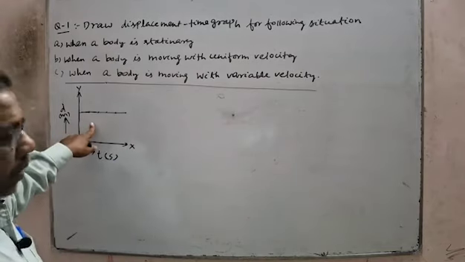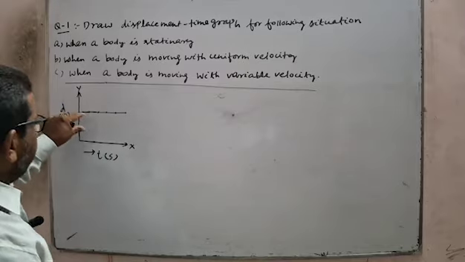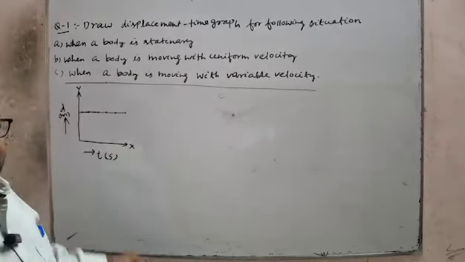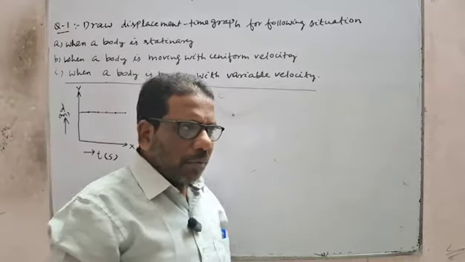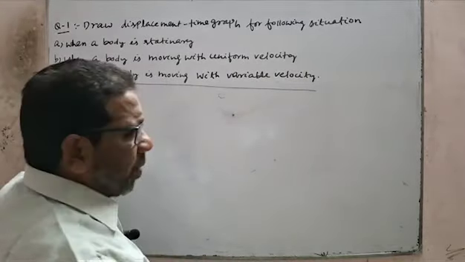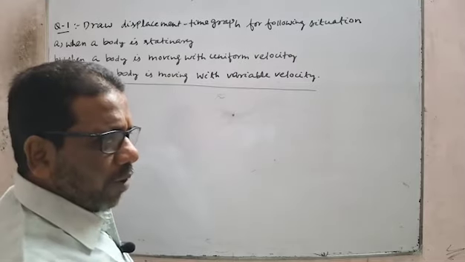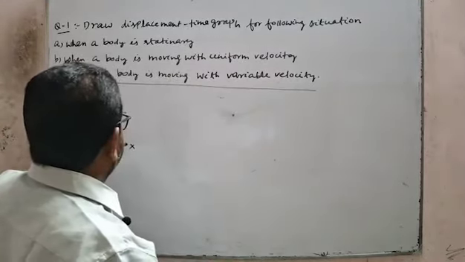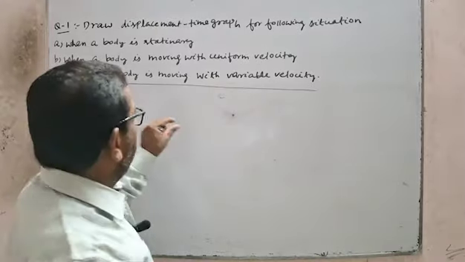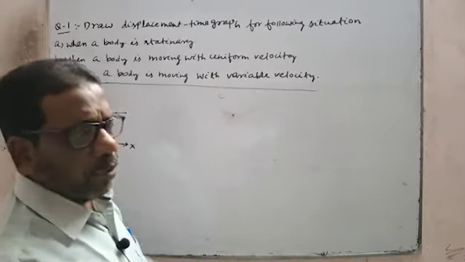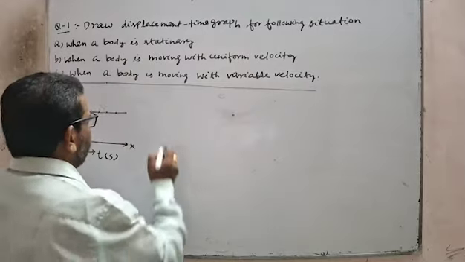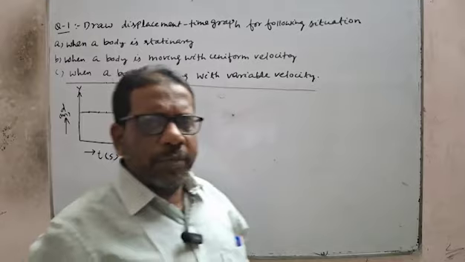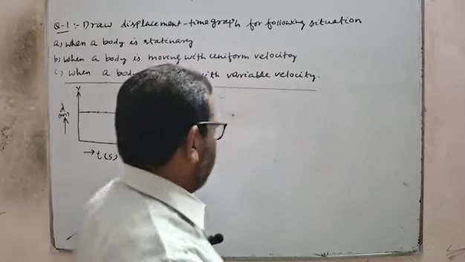This graph shows that the body stays at the same position with the change in time. Time changes, but the distance of the body from the observer does not change. Hence, this graph shows the body is stationary. For the second question, when the body is moving with uniform velocity.